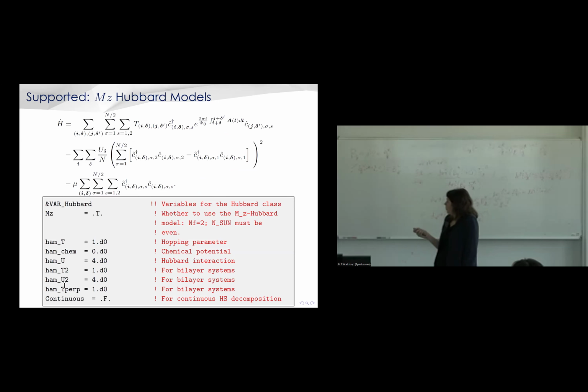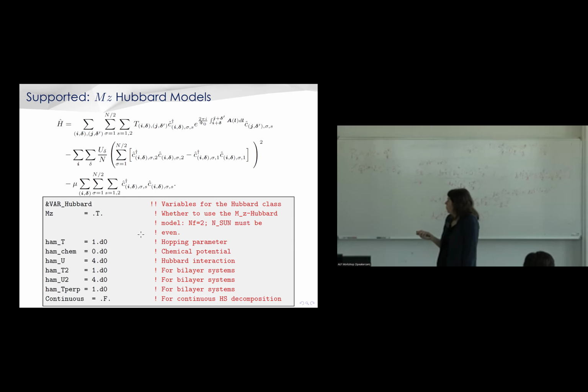But this is part of a larger class of these MZ Hubbard models, which are the same for 2, as I showed you, when we have 2 types of fermions, spin up and spin down, but actually beyond that there are different classes overall. But again, these are the parameters available.